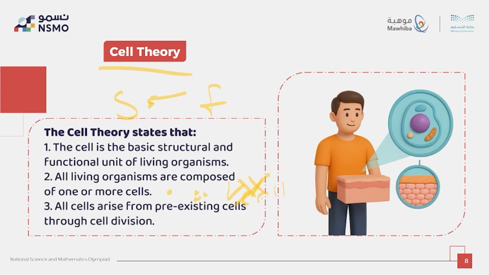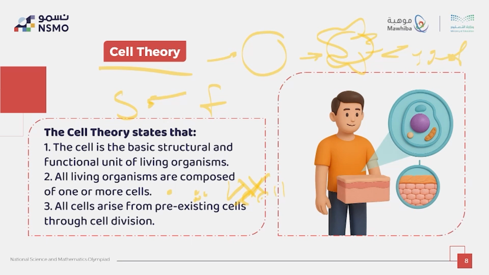The third one: all cells arise from pre-existing cells through cell division. Like us, we came from sperm and egg, which combine into a zygote. This is the first cell that existed for a human being.